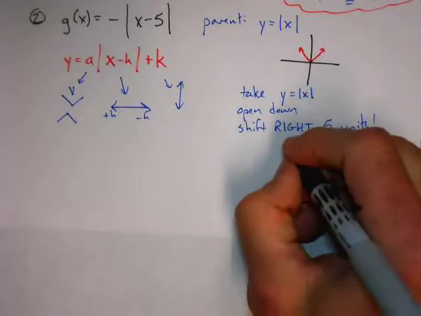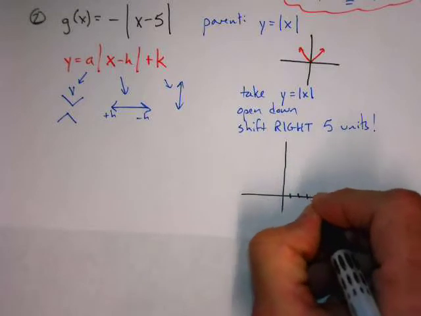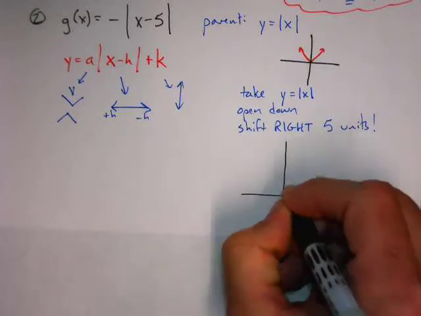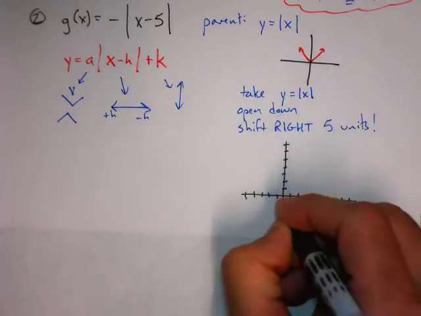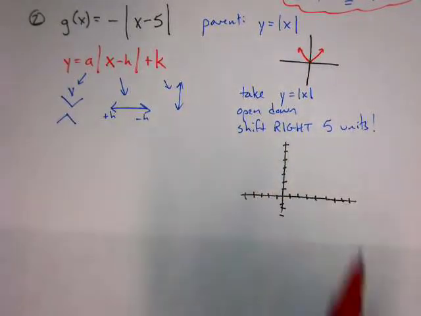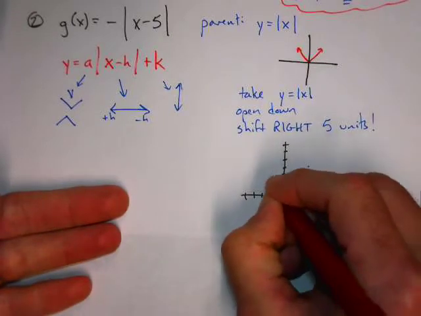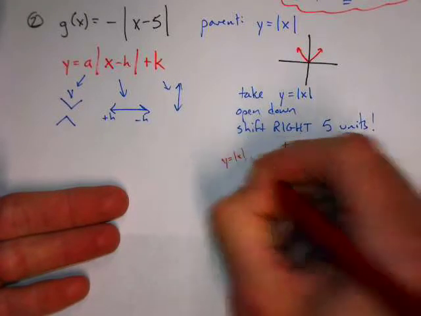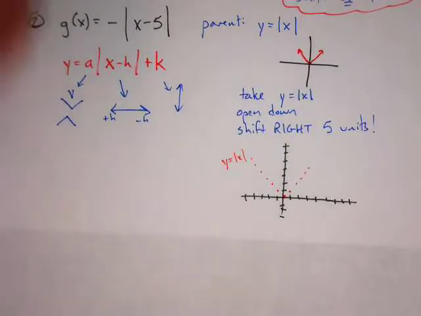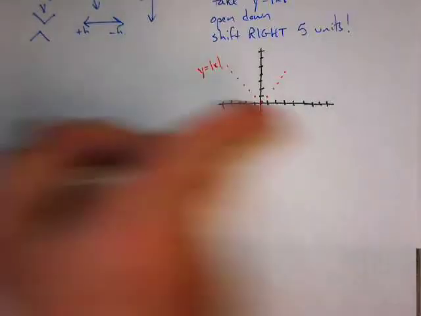Okay, so we can take our coordinate plane, and we know what the parent function is going to look like. If you remember, the parent function again was that v. That was y equals absolute value of x. And what we're going to do now is reflect it over the x-axis and then shift it right 5 units.